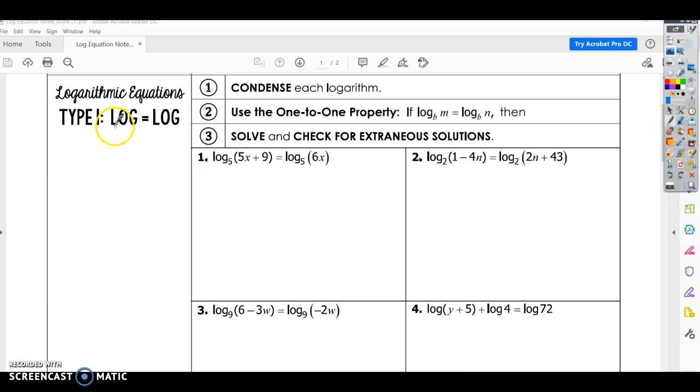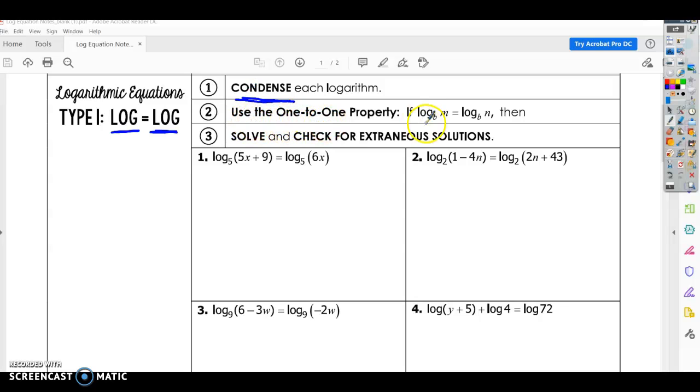Alright guys, today we're going to look at solving logarithmic equations. So type 1 is going to be a log equals a log. Okay, so we're going to condense. Remember the properties that we looked at before. We had the product property, the quotient property, and the power property of logs. So remember how to use those. And then use the one-to-one property.